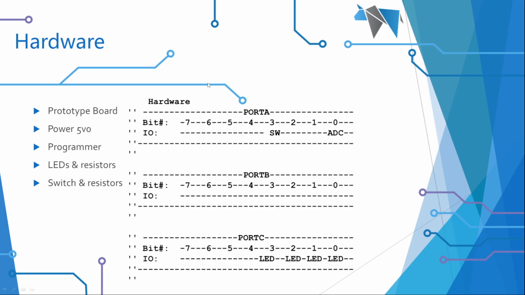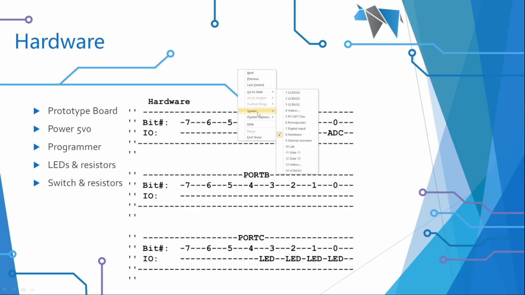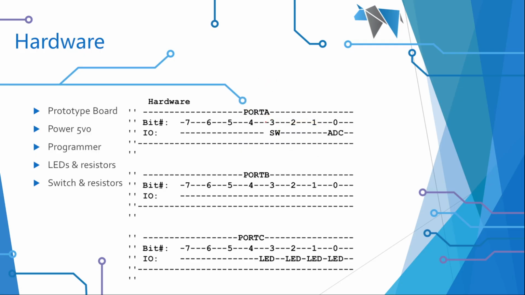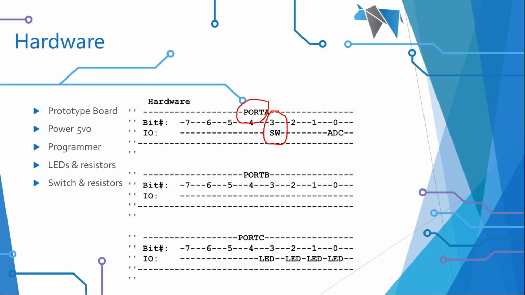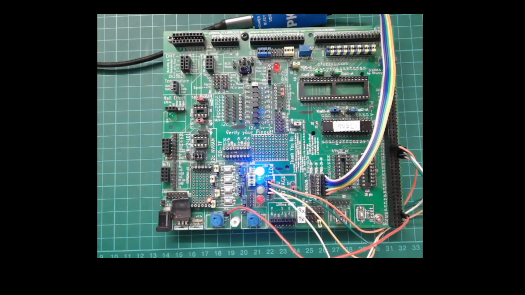This is the diagram I'm using to lay out where we are. I've connected my switch to port A3. That's where that switch is, and we'll have a look at that in a moment. So let me go back a slide, and I'm just going to zoom out to the desk cam. There's the desk cam. That's where we left it previously.